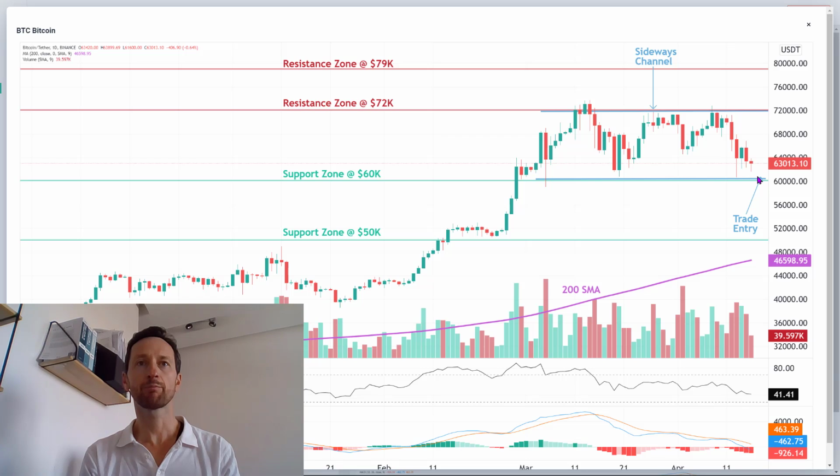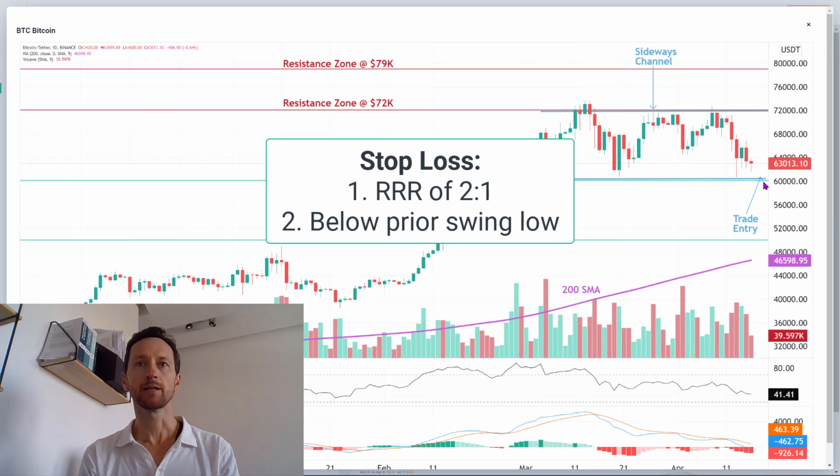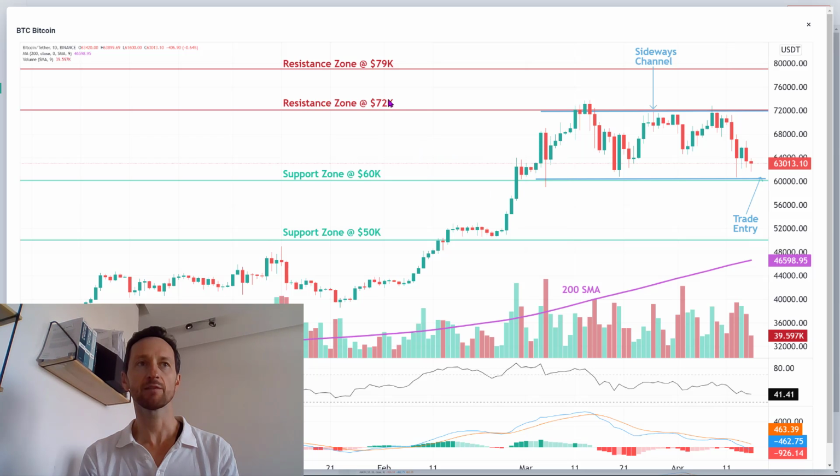And now, where do I put my stop loss? Right? Well, that's the nice part about trading the range or trading a sideways channel, that it could be a very straightforward mathematical exercise. And we, again, demonstrated in the course how to do that. But basically, if my take profit level is 72,000, that's 60 from 72, that's a $12,000 difference. I take about a half of that, okay?